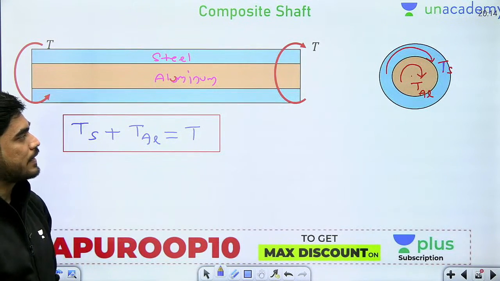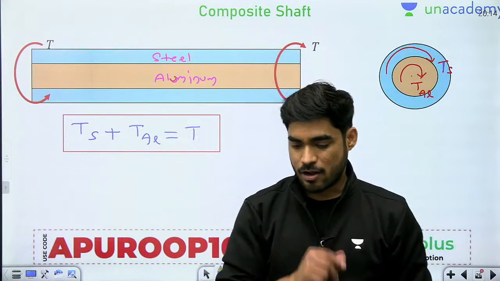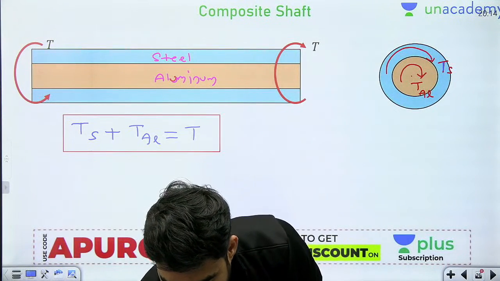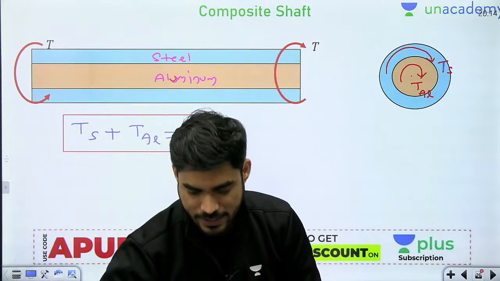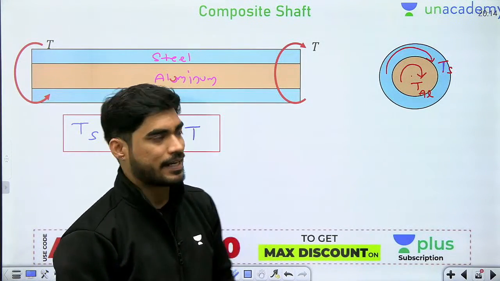How will we get the compatibility equation? Understand, beta, compatibility equation means constraint of deformation. Compatibility equation means constraint of deformation. Okay, so beta, how is the deformation constrained here?